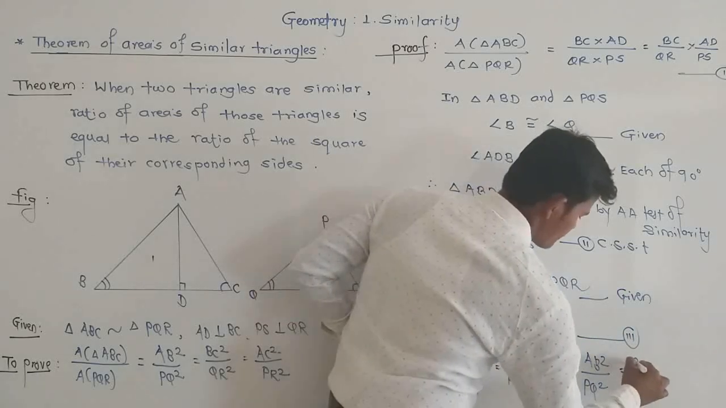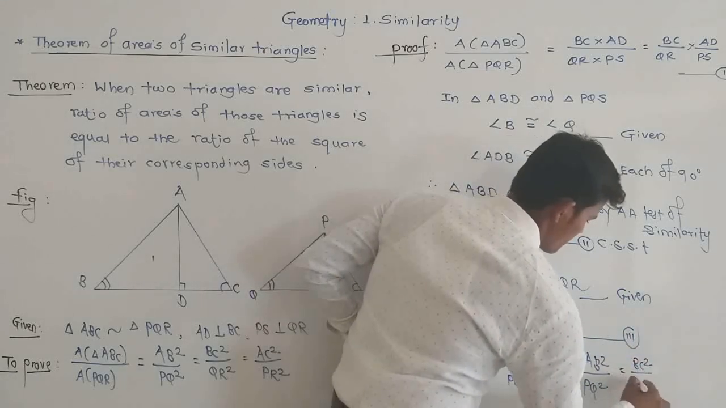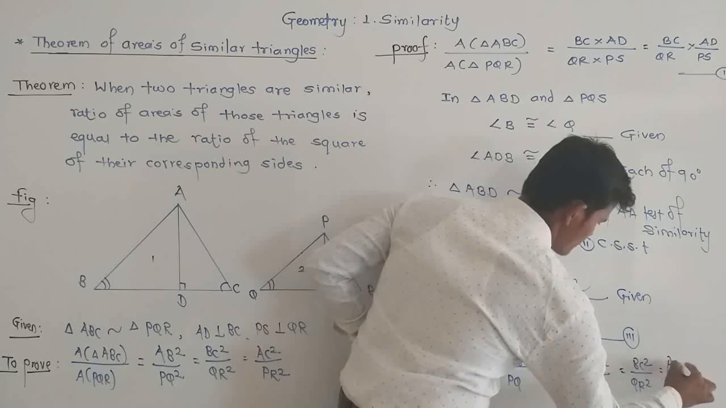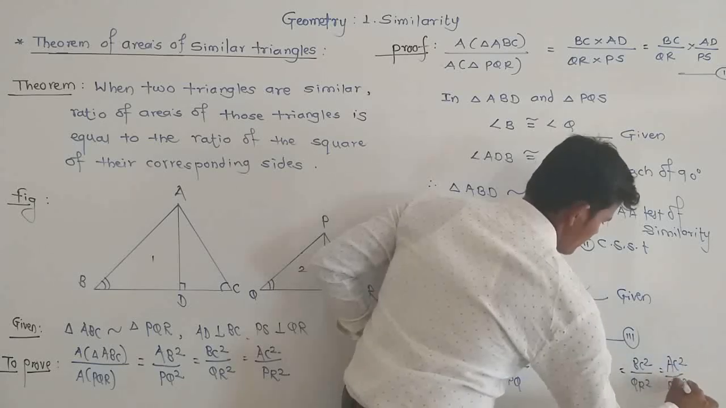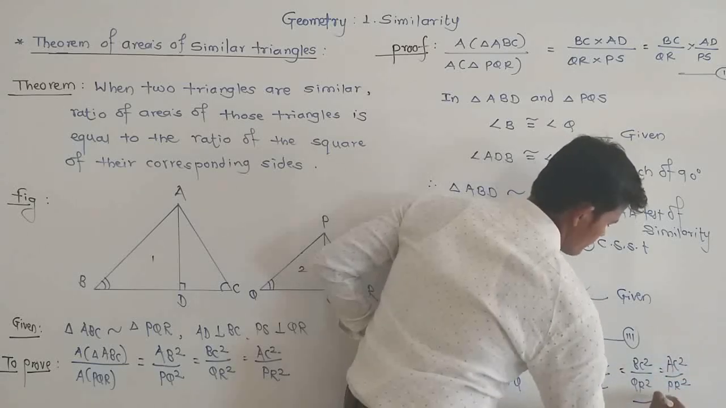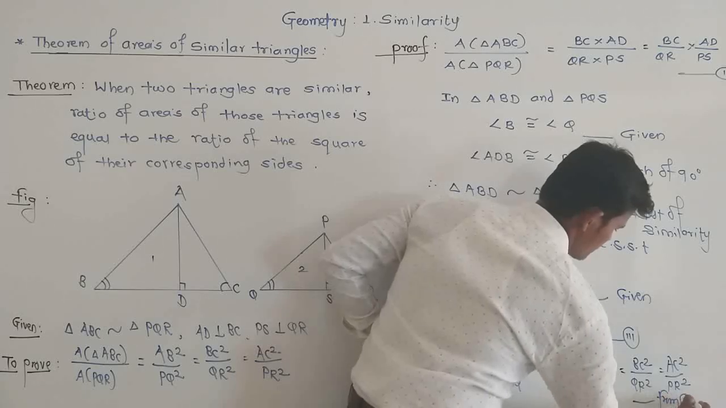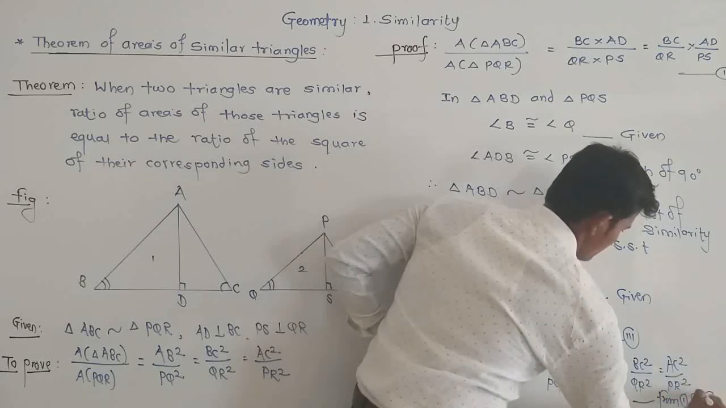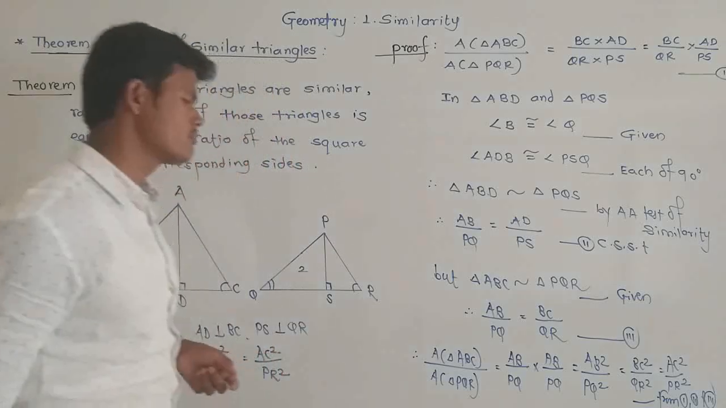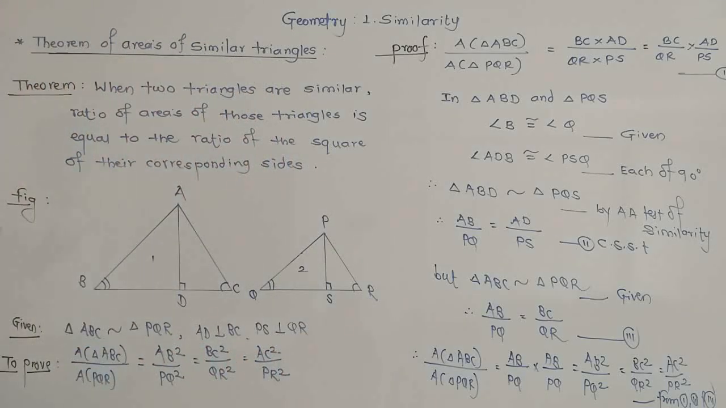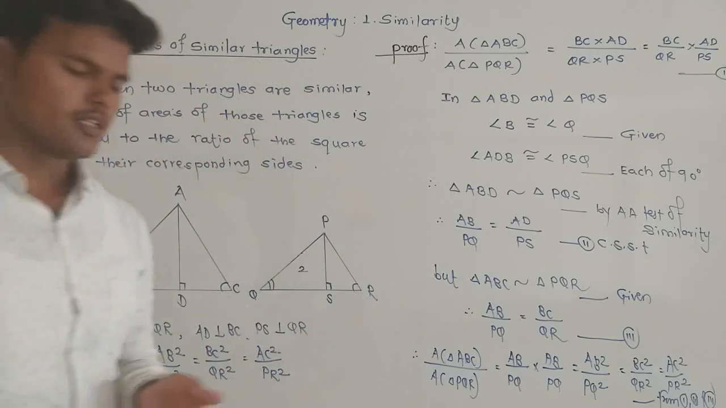So we write BC square upon QR square is equal to AC square upon PR square from first, second and third. Hence proved. This is the theorem of areas of similar triangles.